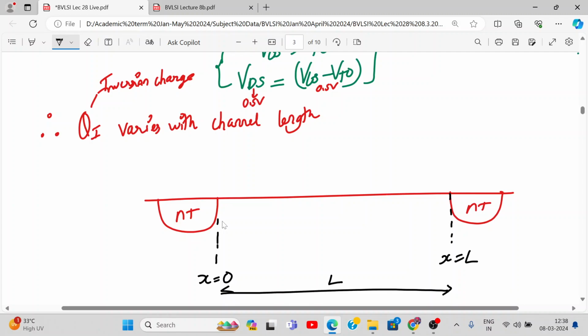It's very conceptual, so concentrate please. Now I am saying when a certain condition is reached, the channel is completely gone at the drain end. I mean it's becoming 0. Charge Qi is becoming 0 over here. Let me draw it like this. Almost.